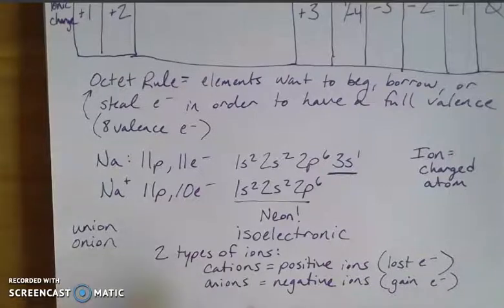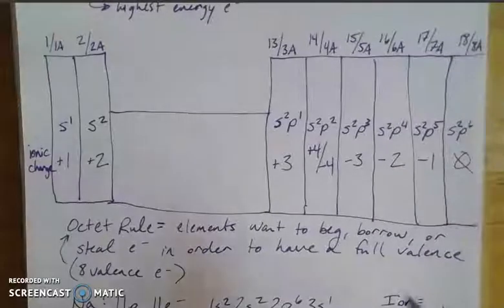All right, so cations are positively charged, anions are negatively charged. They're going to gain and lose electrons in accordance with this pattern in order to try to fulfill the octet rule. That's the name of the game for using our electron configurations to predict ionic charge.